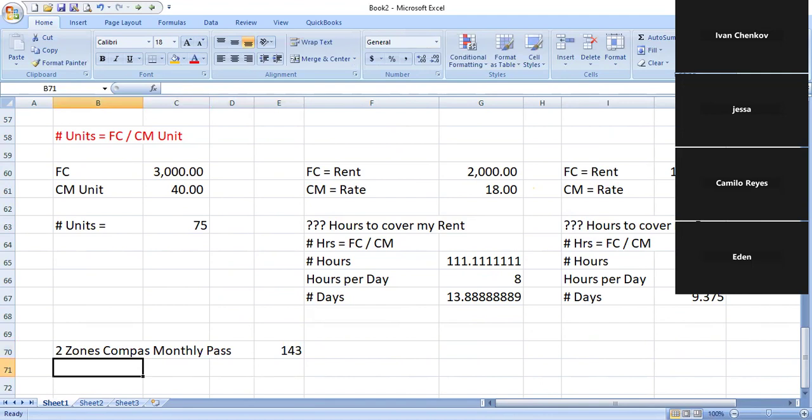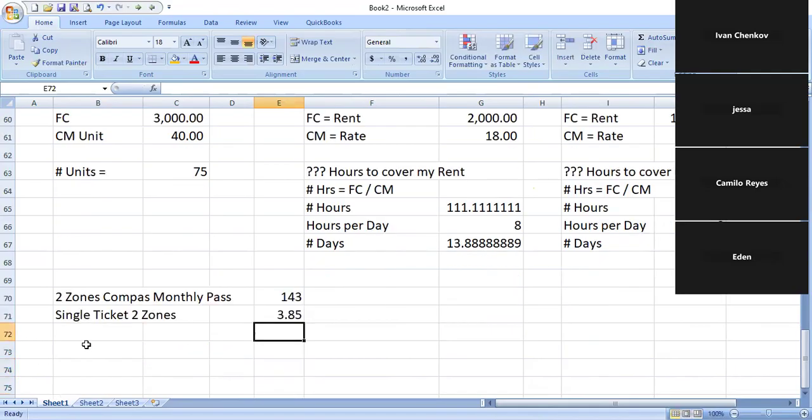How much is a single ticket for 2 zones? If you're using Compass, it's $3.85. Let's use the $3.85. So what does that mean?